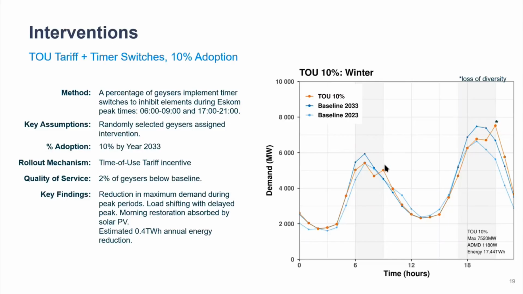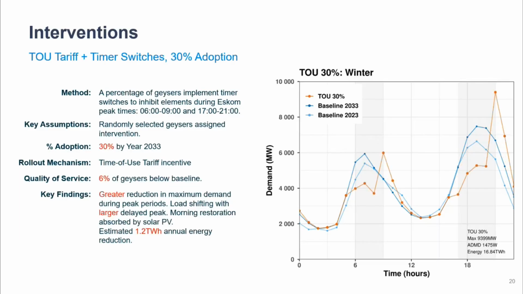So here, we do have a reduction during the peak periods. We're shifting the load with a bit of a delayed peak. And what's nice in this instance is a little bit of that is being absorbed by the PV systems. So there's a little bit of a reduction in energy as well.